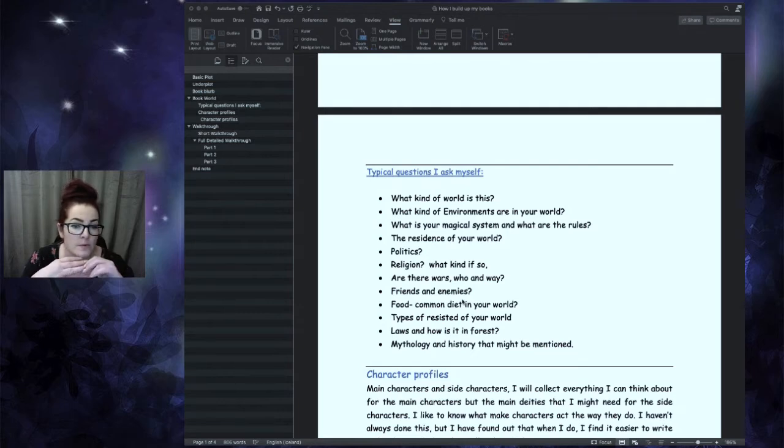Typical types of residents in your world: all humanoid, with typical animals just like you have now, magical creatures, cyborgs, you name it. Doesn't matter, whatever floats your boat. Laws and how they're enforced, mythology, history that might be mentioned in the story or book series. All these questions I will answer, but in the book series themselves I probably won't even use them. I will probably use maybe 5 or 10% of this information.